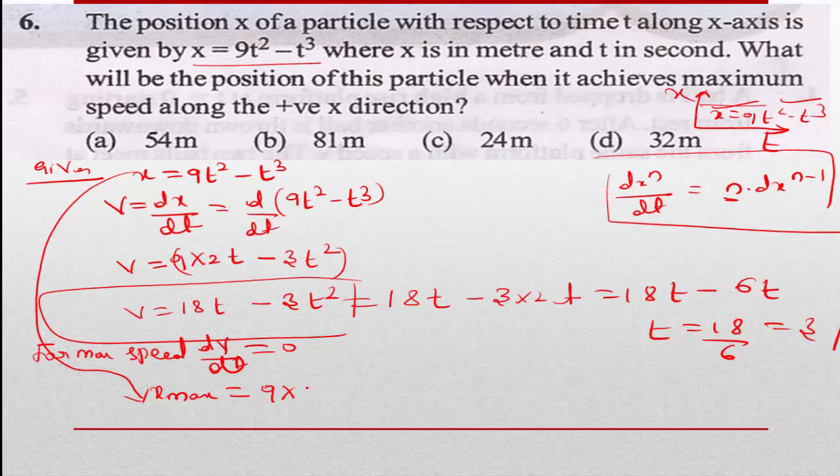Now substitute: 9 into 3 squared minus 3 cubed. 9 into 9 is 81, minus 3 cube, 3 into 3 is 9, 9 into 3 is 27. 81 minus 27 is 54. 54 meter. Option A is the right answer.